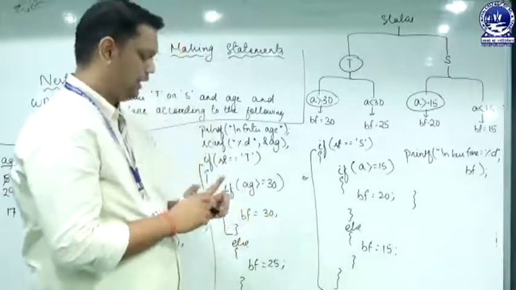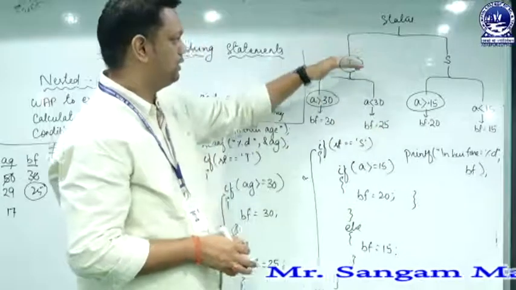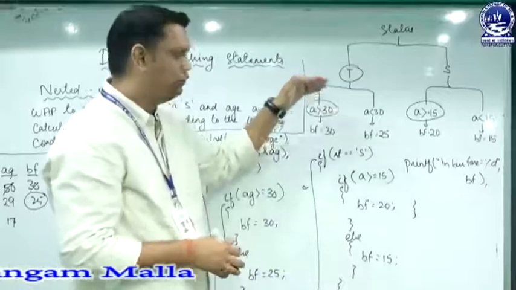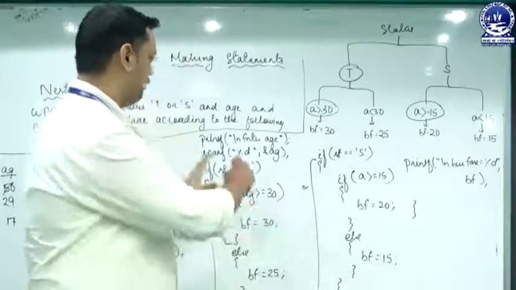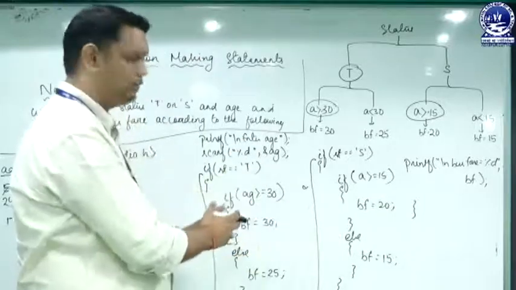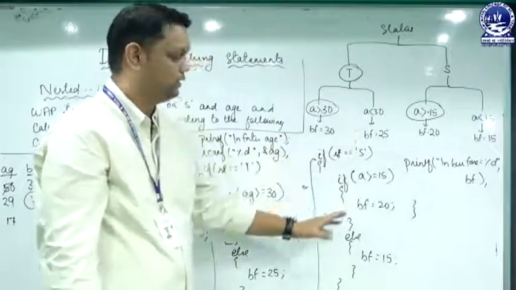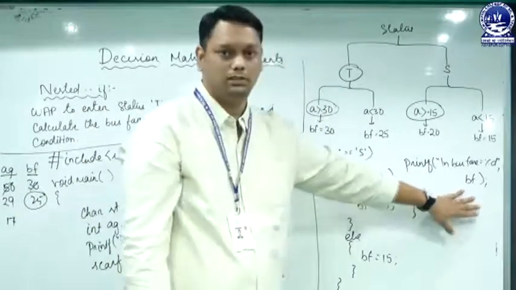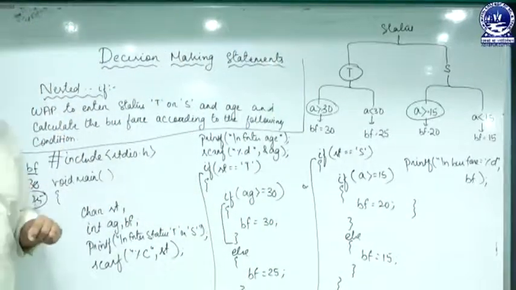That means we have a nested condition over here. First we have to enter the status, then we have to check the age, and according to the age we have to calculate the bus fare of the person. So in this case we have already written the nested if condition of status T and S, we have already calculated the bus fare, and now we have printed the bus fare of the person. So this is all about the example of the nested if statement.